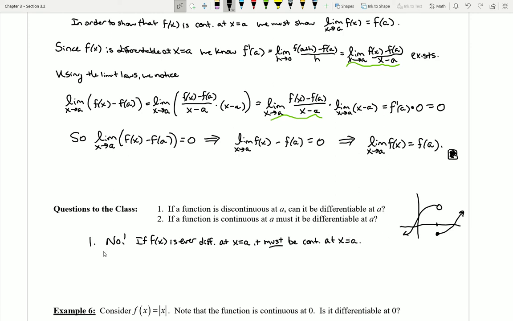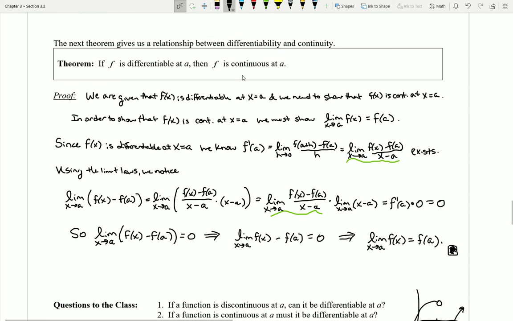Because if it was differentiable, it would have to be connected. Okay, well, what about number 2? Number 2 is an interesting question. If a function is continuous at the value of a, must it be differentiable? So if a function is continuous, does it have to be differentiable? Well, notice that up above, this says things in the opposite order. Here we're saying if differentiable, then continuous. And here we're asking, can these things be flipped around?